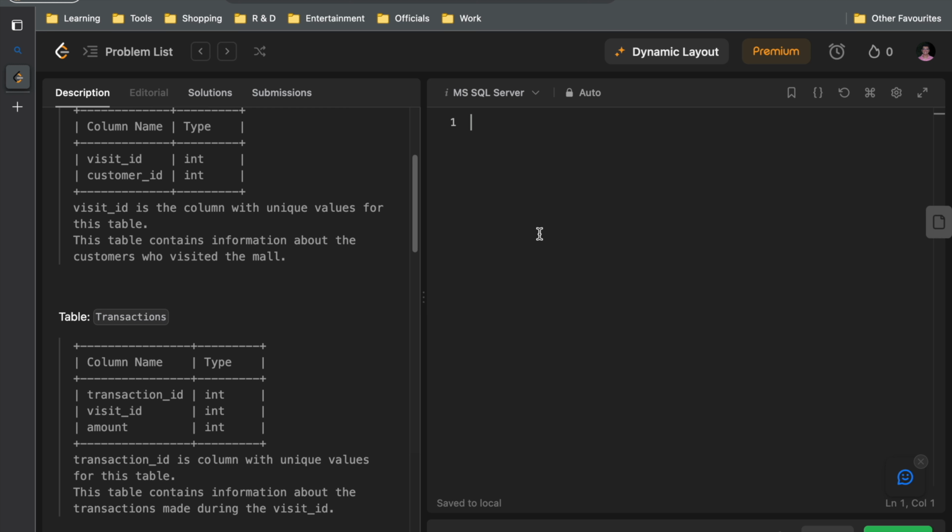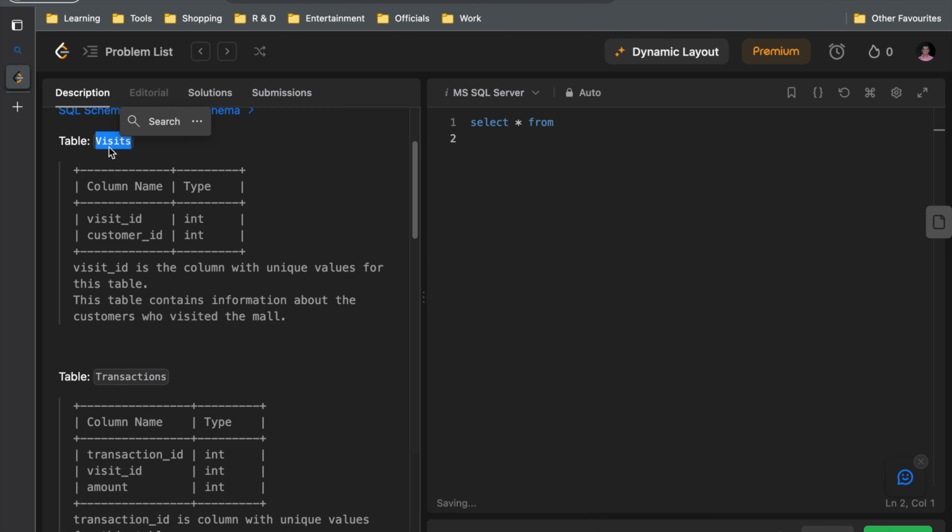Okay, so let's write SELECT * FROM visits. I'm giving it the alias V, and then joining transactions, that is T, ON V dot. It should be a LEFT OUTER JOIN, because it's not necessary that for each visit there is going to be a transaction. That's why I'm using a left outer join here.